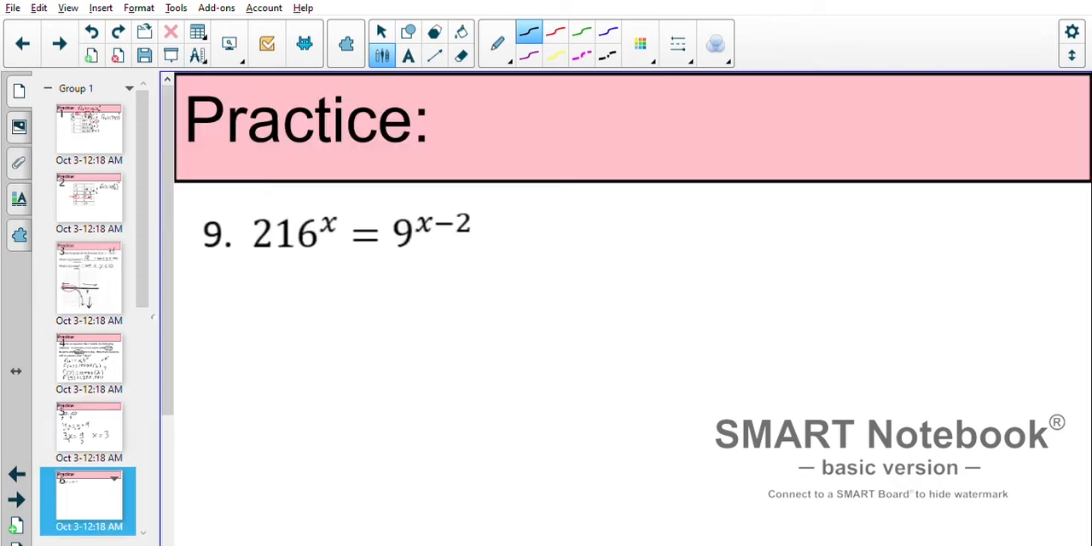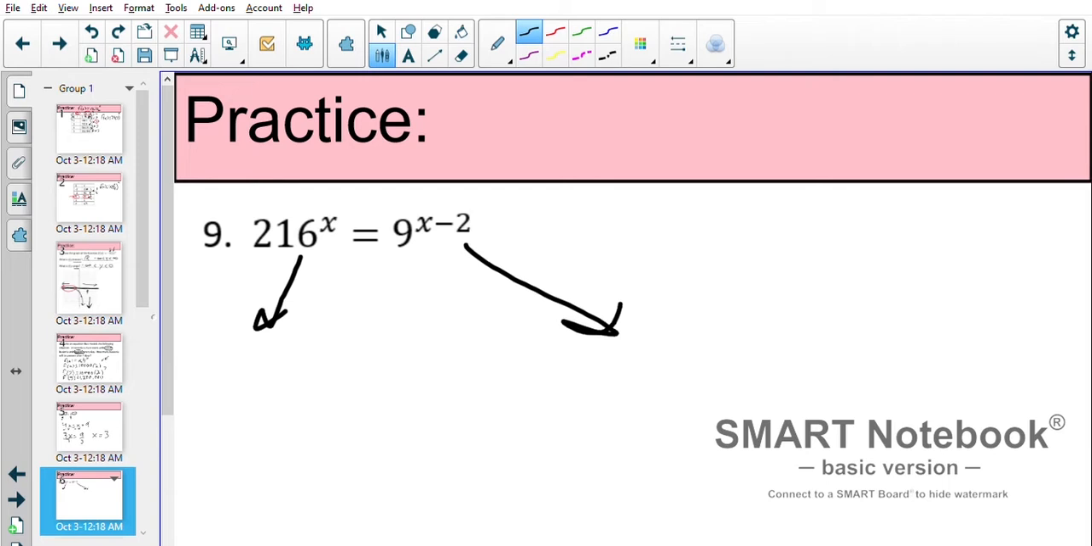You'll notice on the next one that we do not have the same base, and this cannot be written as a base of 9. So 9 is not going to work. 9 can be broken down to a base of 3, but this also cannot be written as a base of 3. So our old strategy is not going to work. We're going to have to do something different. Since we can't get the bases to be the same, we're going to separate this out into 2 separate equations, and we're going to graph it to solve it.